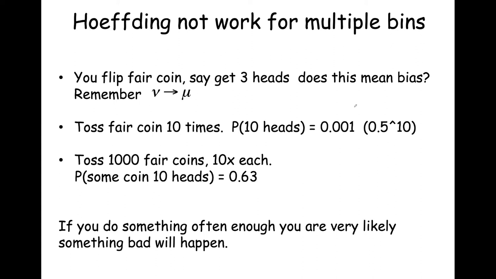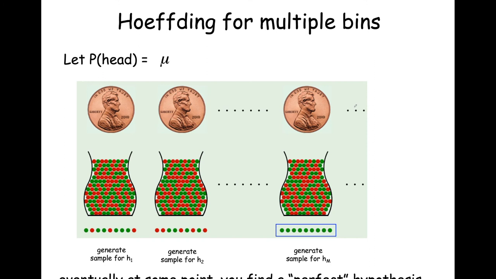But let's change this experiment. Let's say you had 1,000 fair coins, and you're going to take these fair coins and toss each one 10 times. Now, this is like having 1,000 bins, and the 10 tosses are like sampling 10 times. If in this experiment you wanted to compute the probability that one of the 1,000 fair coins is going to have 10 heads when you toss each one 10 times, that probability increases dramatically: 63%, 0.63. This just says if you do something often enough, like sample from a bin with different hypotheses, it's likely that the pathological case will happen. Something bad will happen.